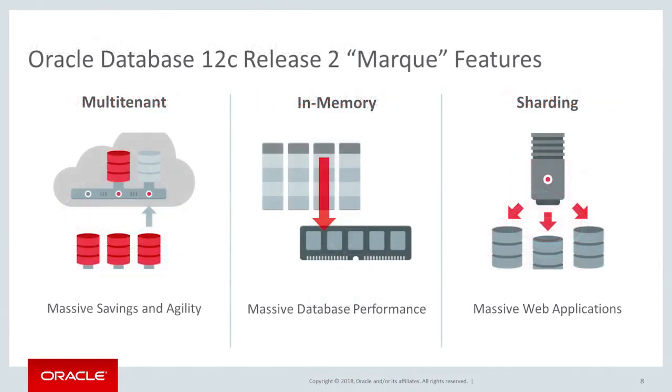So it's probably worth having a look at some of the key innovations in Oracle Database 12c Release 2 that have been subsequently enhanced in Oracle Database 18c. If we look at the three key components of Oracle Database 12c, we have the new multi-tenant architecture, we have Oracle Database InMemory, and we've introduced a sharding capability.